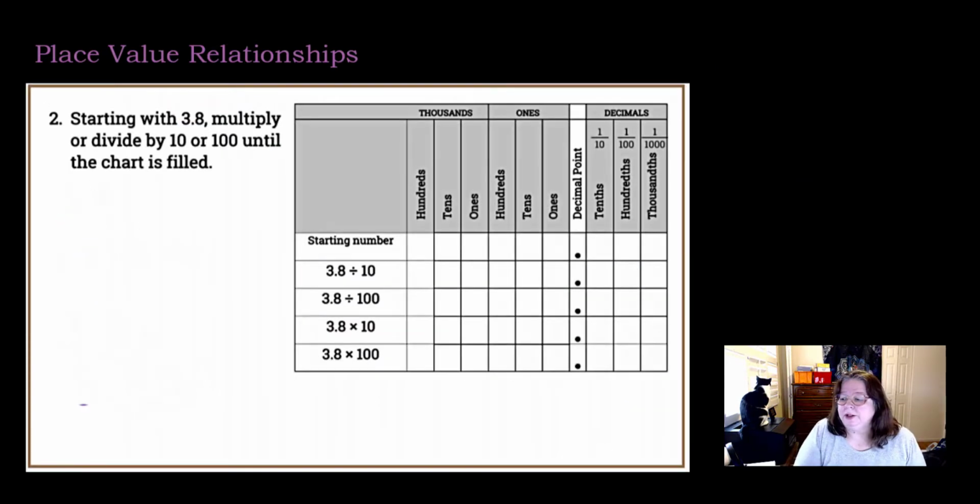This time we're going to start with the number, and I'm just going to read it exactly as it is written, starting with 3.8, multiply or divide by 10 or 100 until the chart is filled. 3.8, that is how the problem will be read to you if you have voice to text on a test, but that's not the mathematical way to say it. The mathematical way to say it would be 3 and 8 tenths. Another way to write it would be 3 and 8 tenths. Well, let's look at where the decimal point is. It's right here. We've got a 3 in front of it and an 8 behind it.